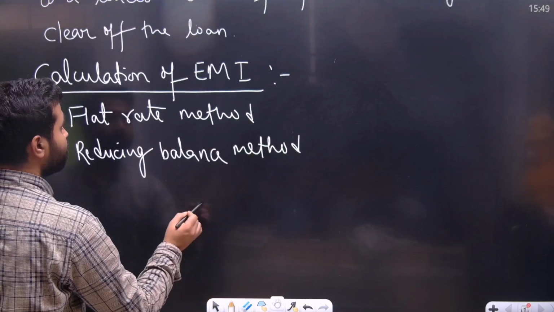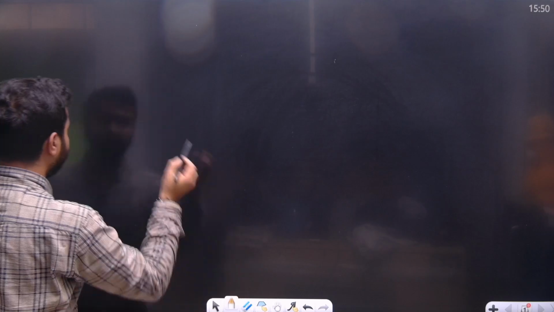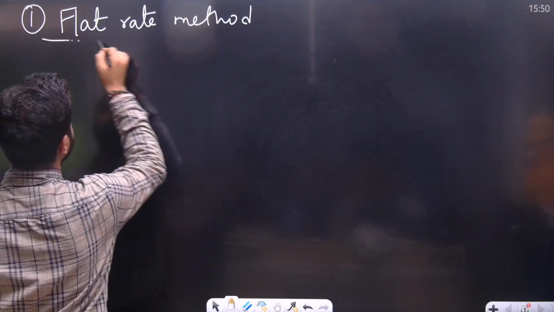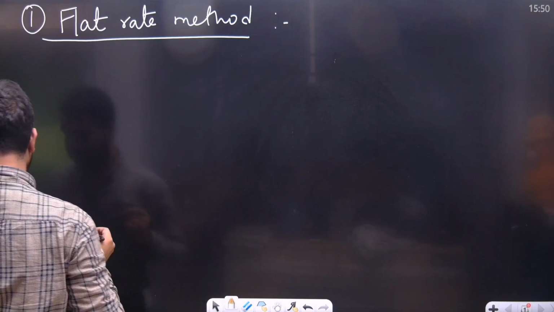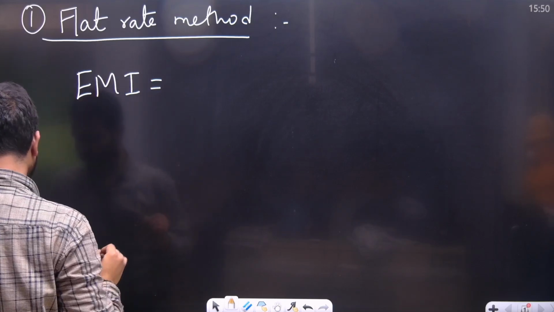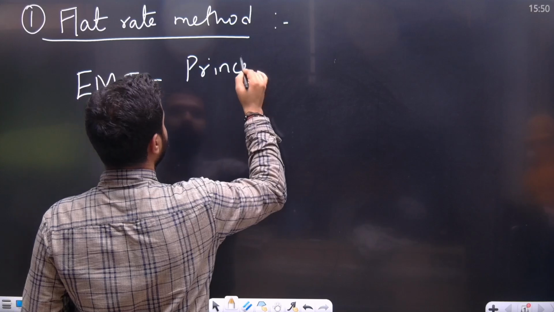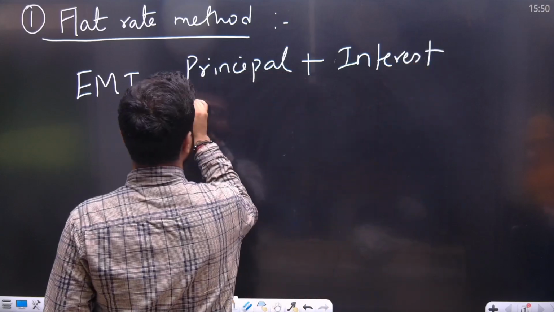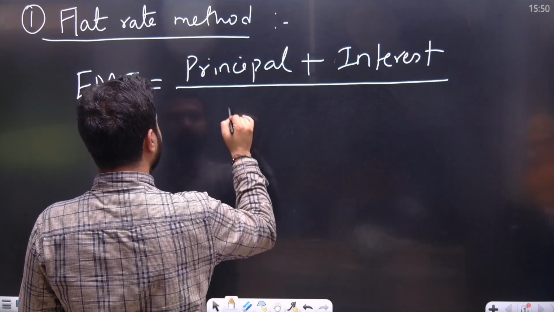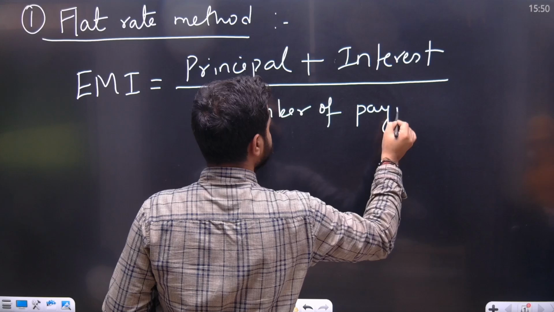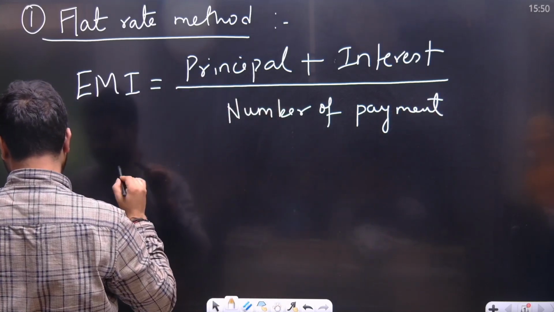First I will discuss the flat rate method. What is meant by flat rate method? In flat rate method, there is a formula for EMI. EMI is equals to principal plus interest divided by number of payments.